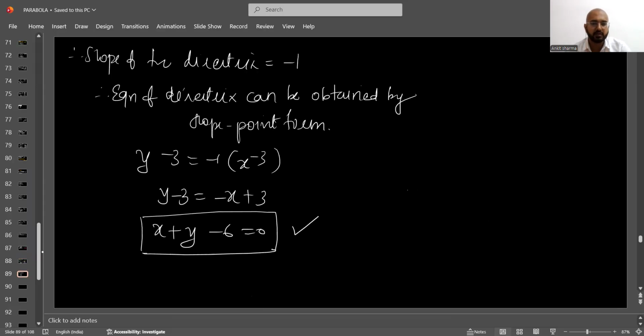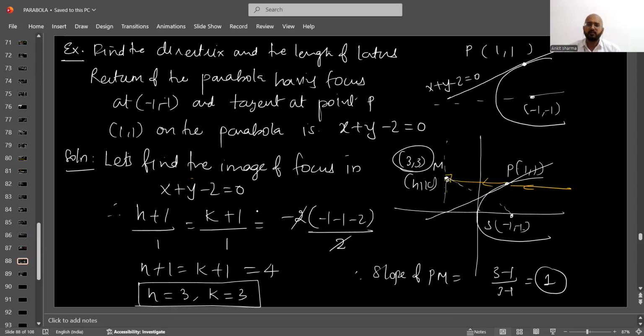Now, to find the length of latus rectum. Since we don't have the tangent at the vertex, otherwise we would just have found this distance and multiplied by 4. So now what will we do? We know that this distance and this distance both are equal. So rather, I'll find the distance of this point S from the directrix.